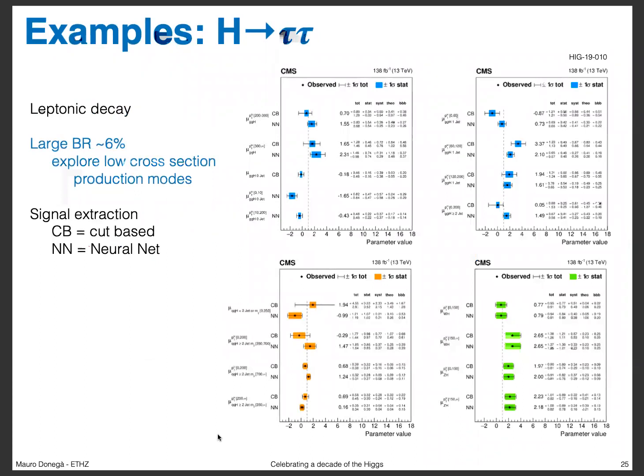Another example is the X to tau tau. Now here you take advantage of a couple of things. But first of all, that it's a coupling to a lepton. And so it's per se extremely interesting from the physics point of view. But it's also true that it has a relatively large branching ratio, so you can explore corners of the phase space that would be otherwise precluded from other channels simply because the cross-section is too small.